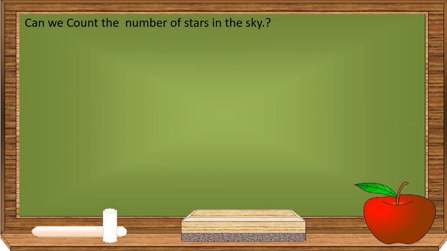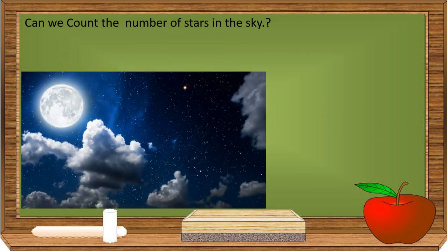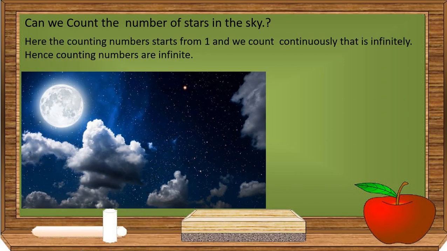Can we count the number of stars in the sky? Here, we start the counting from 1 and we count continuously, that is infinitely. Hence, we can say the counting numbers are infinite, as we count the number of stars in the sky. So, infinitely we will count. That means the counting numbers are infinite. So these counting numbers are called the natural numbers.